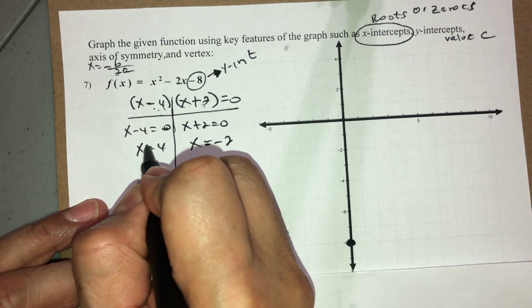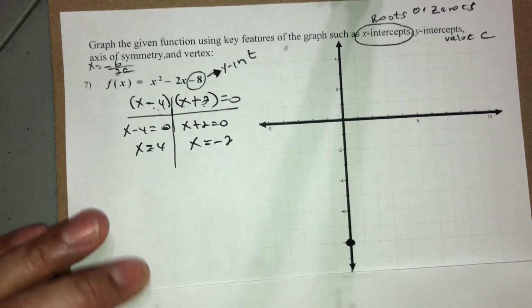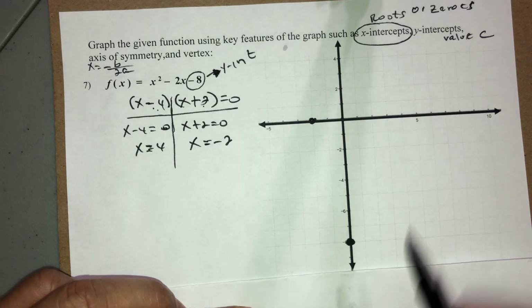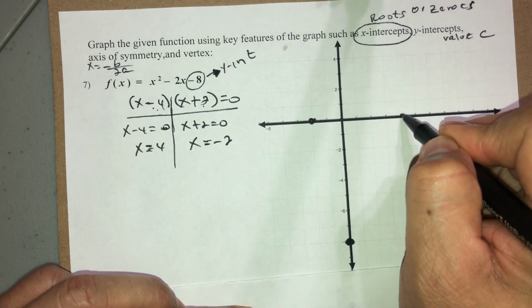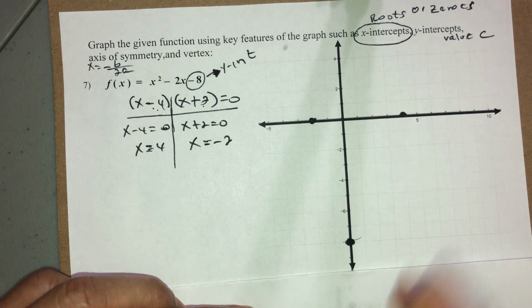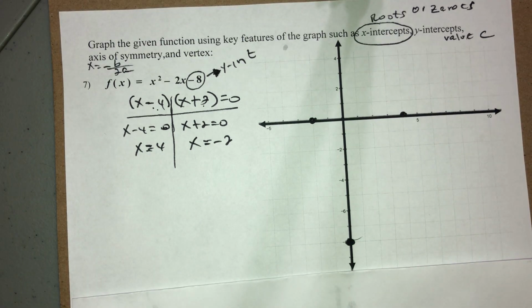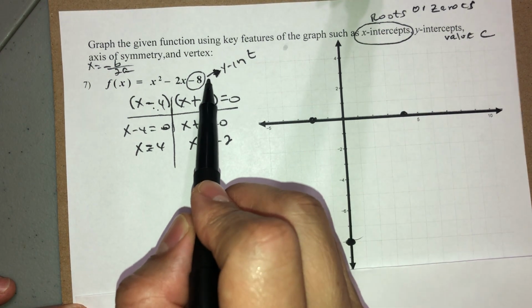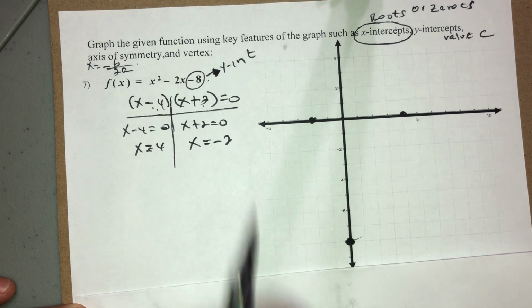That means that I know where the parabola is going to cross the x-axis. It's going to be negative 2 right here, and positive 4 right here. So I know it's going to come down this way. But what can I find? I already have the roots. I already have the y-intercept. So I'm going to use the axis of symmetry to find the vertex.